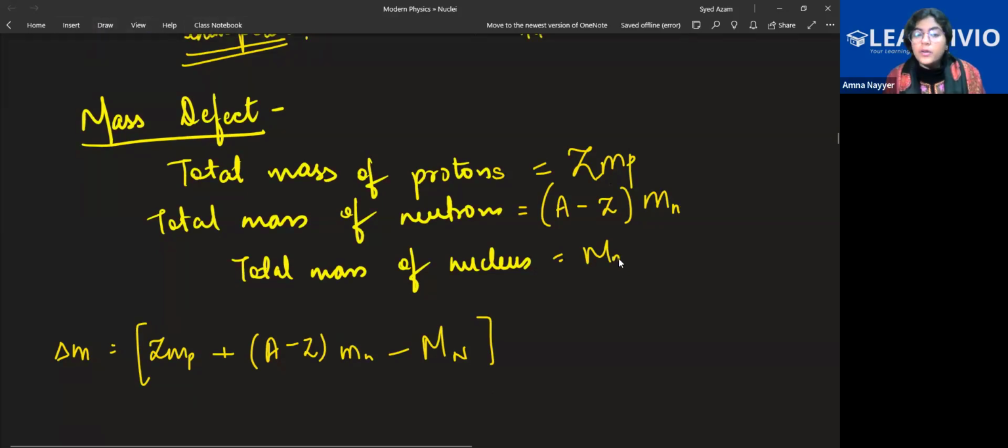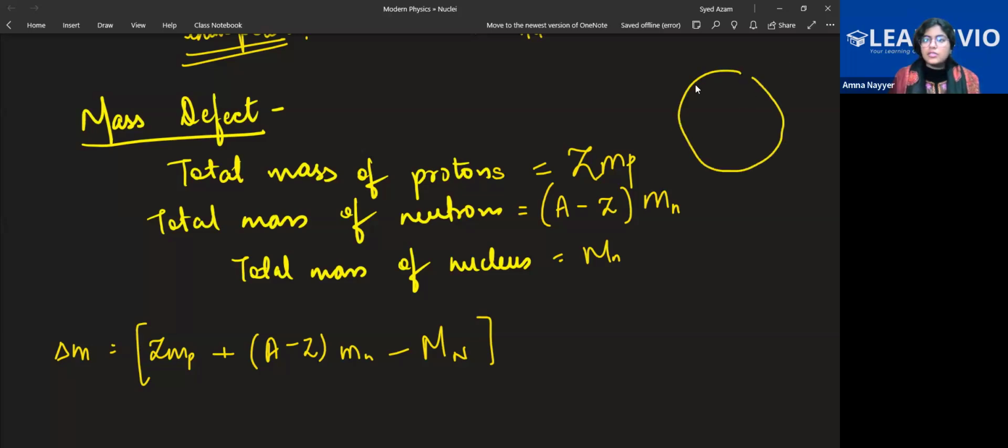Now, in order to calculate the mass defect, the actual mass of the nucleus that is present is the total mass of the nucleus. Because of the transfer, whatever is the change in mass coming, that difference is the mass defect. Suppose I have this whole thing and I have this. I want to find out the change. This will be the change.